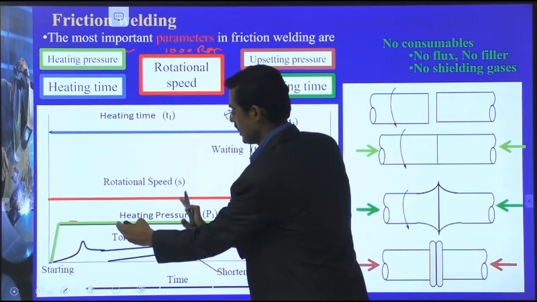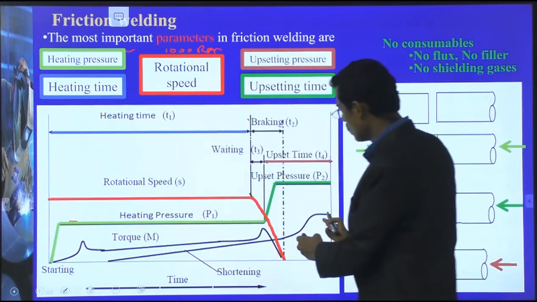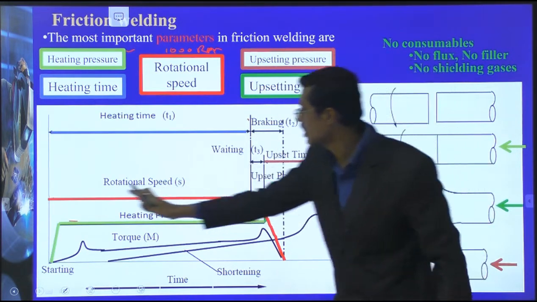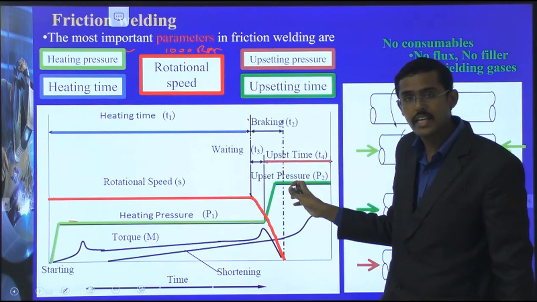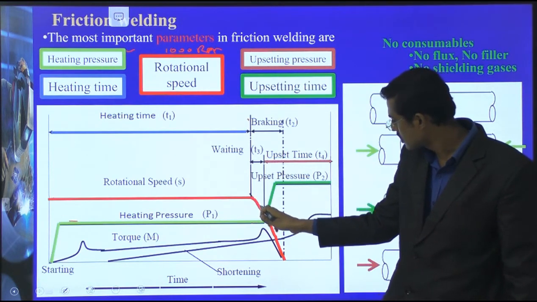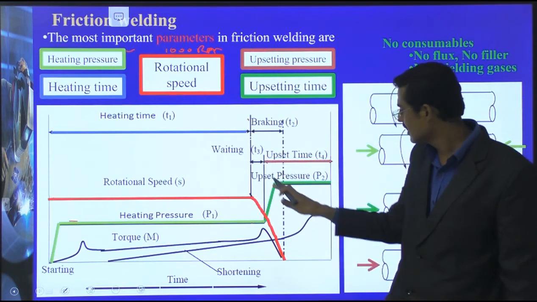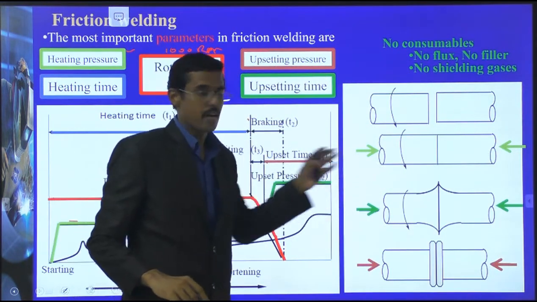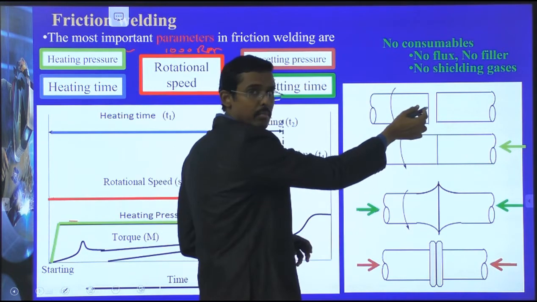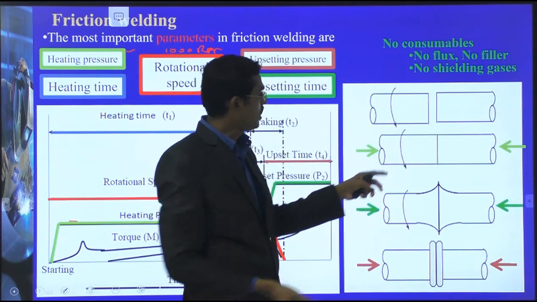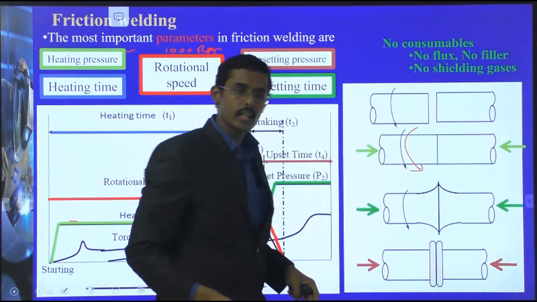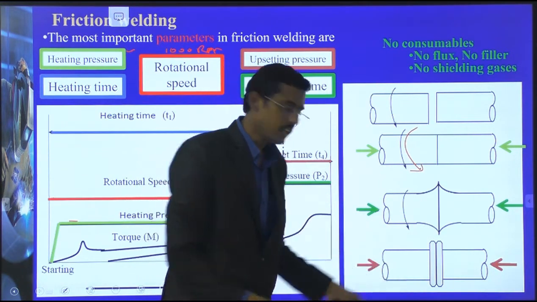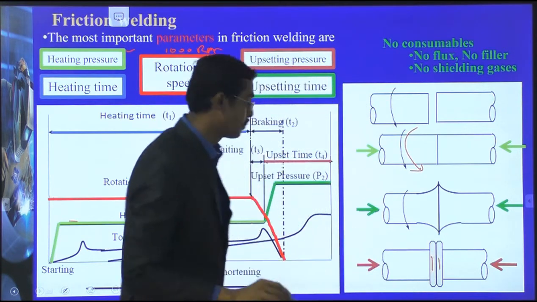Stage 1: heating pressure, heating time. Stage 2: offsetting pressure, offsetting time. Welding over. With a constant rotation speed in stage 1, during stage 2 the rotation speed is dropped down, and then the welding has been completed. So this is the same diagram I have replaced here: assembling, pressure applying, one part rotating, and friction pressure, friction time, offsetting pressure, offsetting time, and joining, flash formation, welding completed.